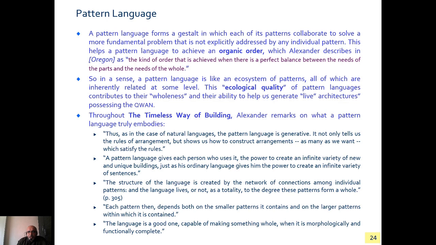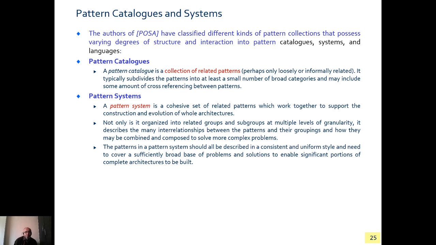Therefore, there is something called ecological quality: how many times I have applied the design patterns and how many of them are alive. You can degrade in software systems, but software doesn't wear out, so the no-wearing-out principle is applicable for patterns too. Moving next to pattern catalogs, systems and languages. A pattern catalog, as it suggests, is a collection of loosely or informally related patterns, and a pattern system is a cohesive set of related patterns which work together to support the construction and evolution of core architectures.